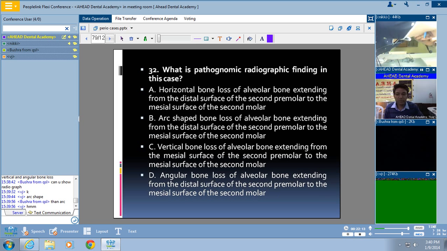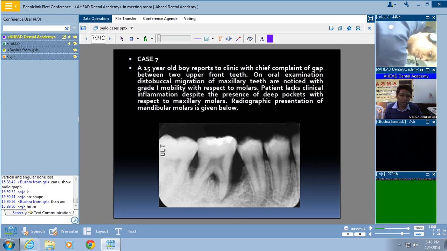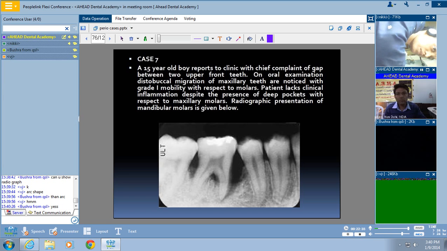It's the arc-shaped bone loss, which is also a feature of localized aggressive periodontitis, that you have an arc extending from the distal surface of the second premolar. Okay, that's what they've mentioned in the options. You have an arc extending from the distal of the second premolar to the mesial of the second molar. Okay, the answer is arc-shaped defect.